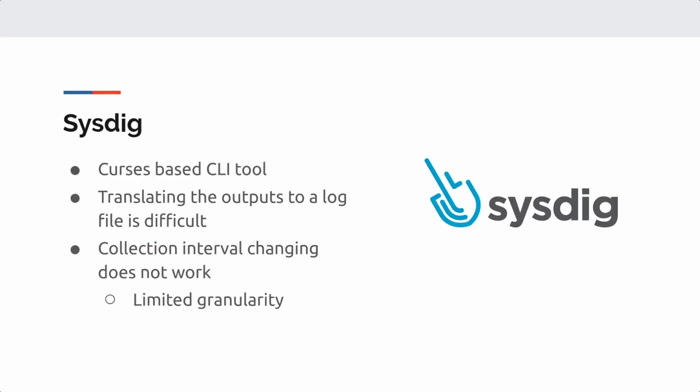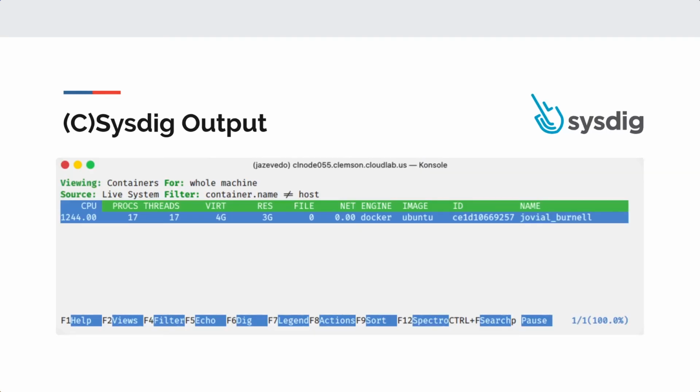Similar to C-Advisor, Sysdig is built for system administrators and monitors fine-tuned performance of a single machine. Sysdig allowed for adjustable collection intervals with a lower limit of 100 milliseconds. We were able to bypass this limit by recompiling the binary to remove the restriction. A problem with Sysdig is that intercepting all sys calls introduces significant overhead, and this is a problem we want to avoid in a monitoring tool. Sysdig also offers a curses-based CLI tool, and here's an example of the curses-based Sysdig output.